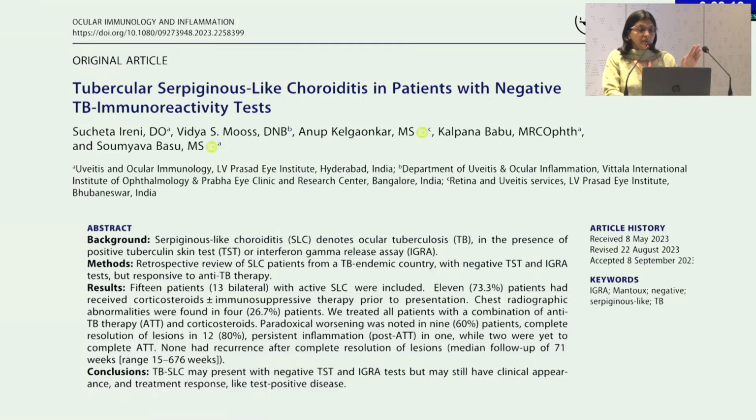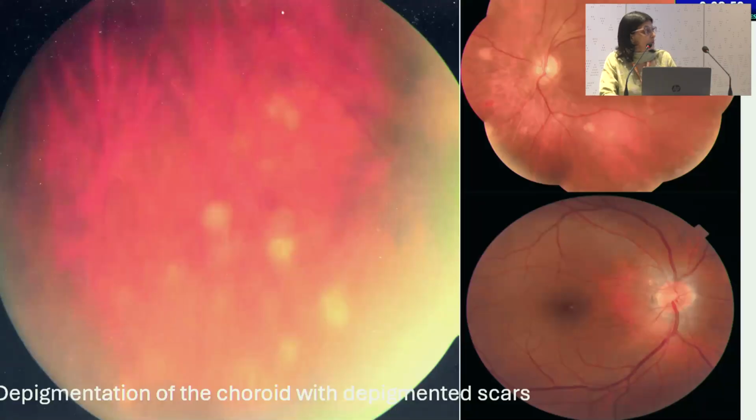So generally, when we see this kind of pattern in an area which is endemic for TB, we usually associate this with ocular tuberculosis. And this is an interesting paper which we had published earlier, where in an endemic country, even if your Mantoux and QuantiFERON tests are negative, but this clinical phenotype is very significant, it's better to err more in terms of ocular tuberculosis.